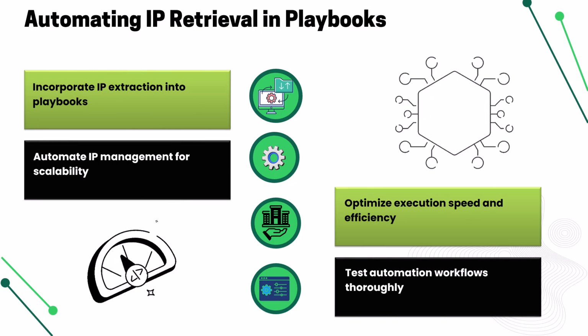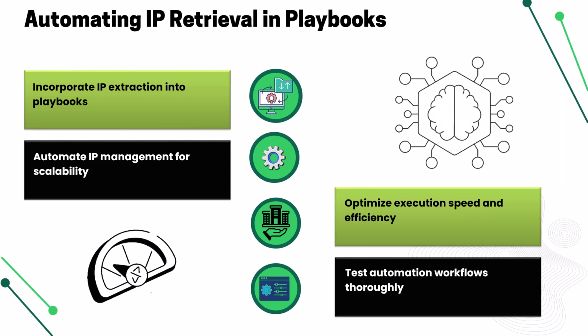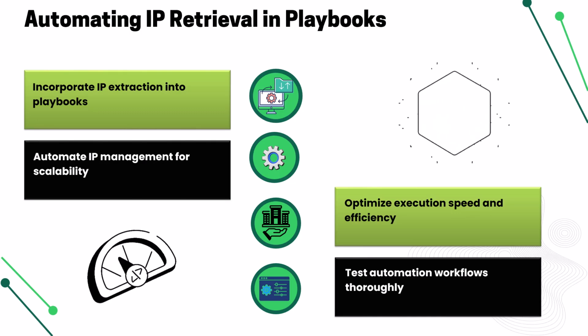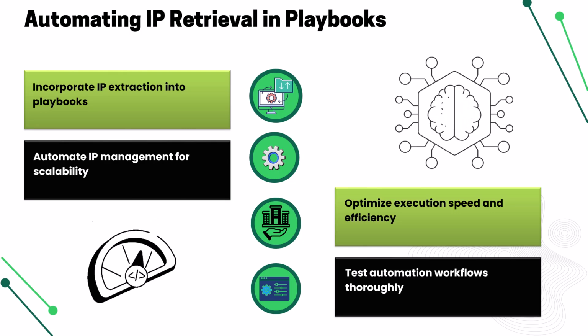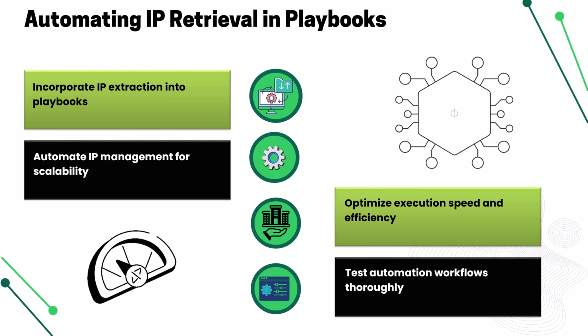Let's make life easier by automating IP retrieval in Playbooks. Incorporating IP extraction means fewer manual steps and more efficiency. Scaling this process ensures it works smoothly across multiple instances. Optimized execution is key, because waiting forever for scripts to run is no fun. And as always, testing is non-negotiable, because skipping tests is like skydiving without checking your parachute.